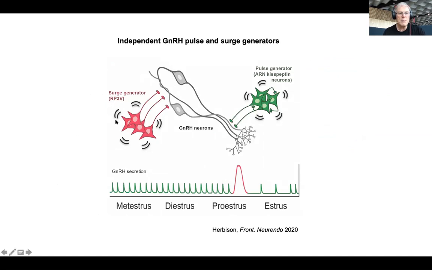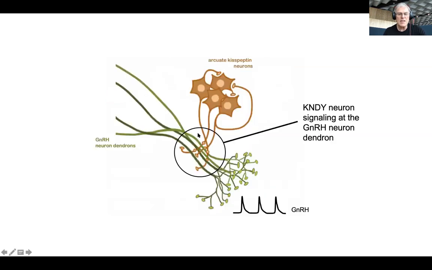So we have a surge pulse generator here, innervating the GnRH neuron cell bodies and proximal dendrites, and that's generating the surge once every cycle. And at the other end, we have the pulse generator, the kisspeptin neurons, and we'll come to them in a minute. The pulse generator acting on the dendron down here to generate all of these individual pulses. So what about this dendron area down here?